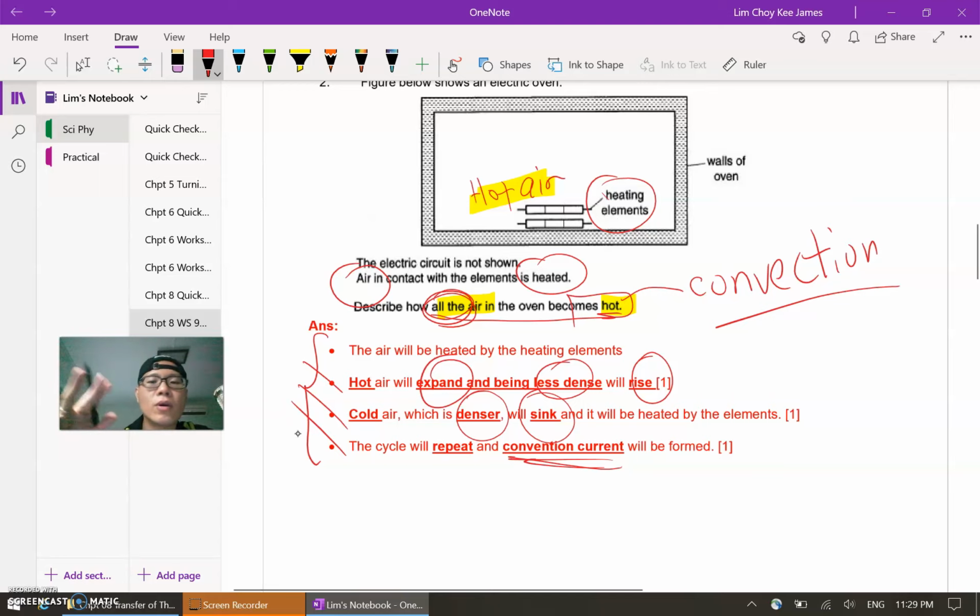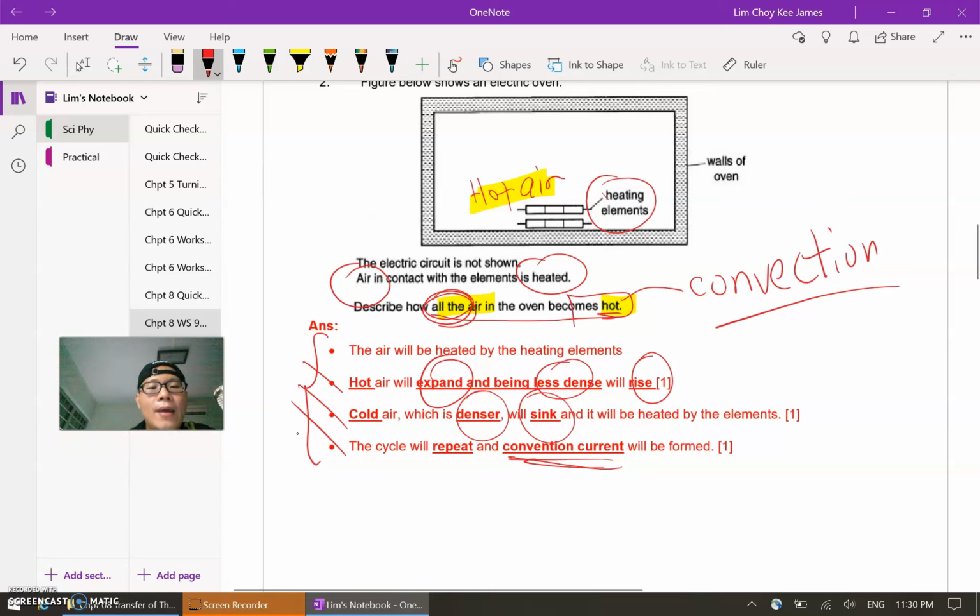you have a 90% chance that you will get all the marks correct. What about the 10% chance? The 10% chance is that the question asks for not just the main process, it also asks for the secondary process. So you have to read the question carefully. If it's asking for both methods, convection and the secondary method, for this question the secondary method will be conduction.